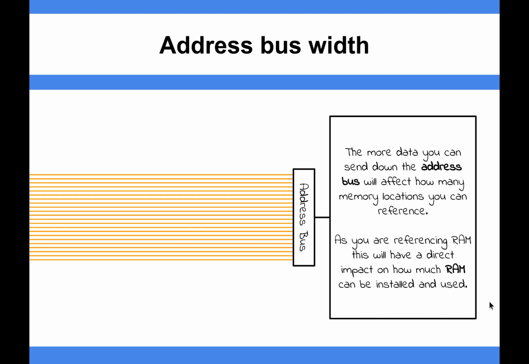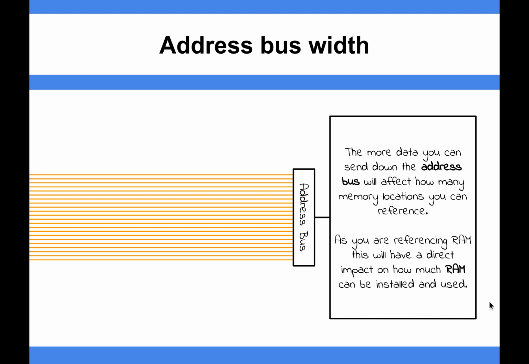Now if we were focusing on our address bus width, the effect that would have is that the more data you can send down the address bus will affect how many memory locations you can reference. So as an example, if we're talking about RAM, the bigger our address bus is going to have an effect on how much RAM we can install, because we can only reference a certain amount.